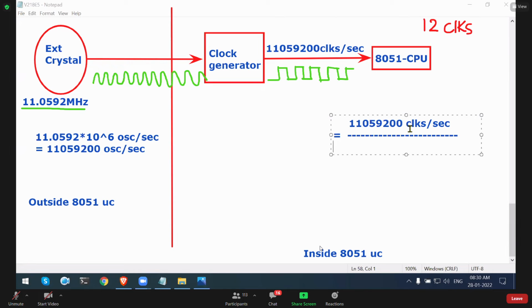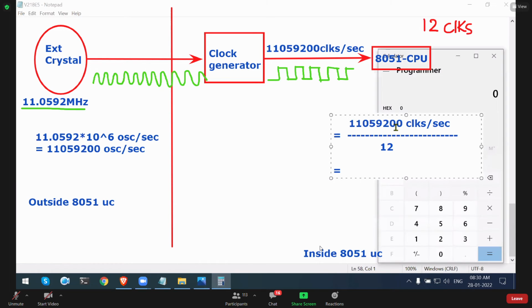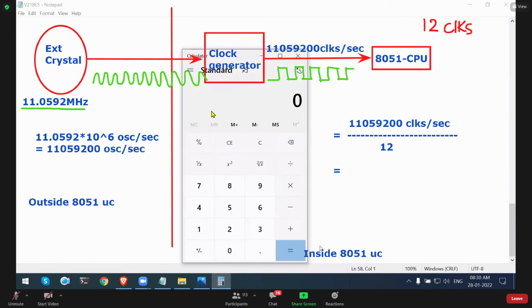If you want to calculate how many instructions this CPU can execute in 1 second, these many clock pulses are coming in 1 second, and to execute one instruction, 12 clock pulses are taken by the 8051 CPU. So these many clock pulses divided by 12 gives the instructions 8051 can execute in 1 second. Let me open the calculator. So it is 11059200 divided by 12, which is 921,600.